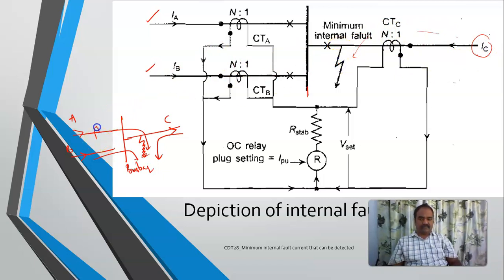Now there are three CTs which are present here. This is CT A, this is CT B, and this is CT C. Now all are carrying secondary currents, and this current is being passed through this one.